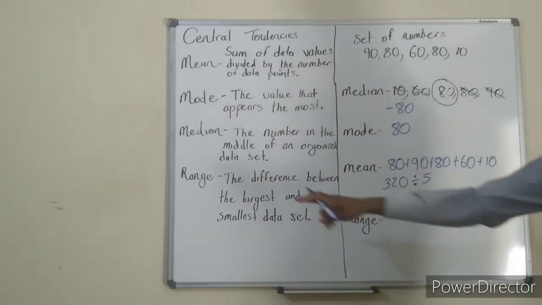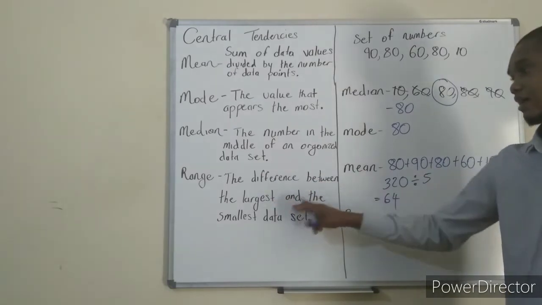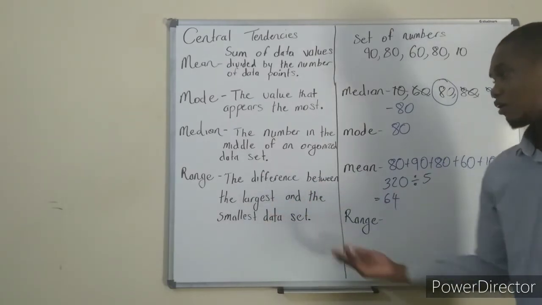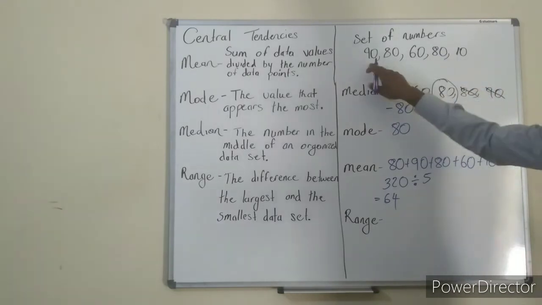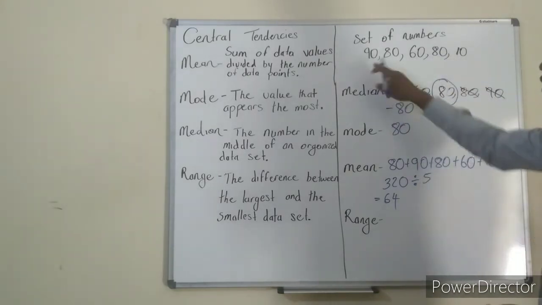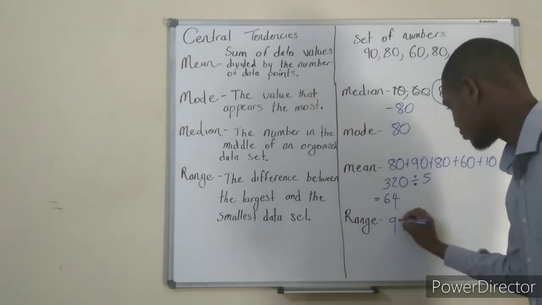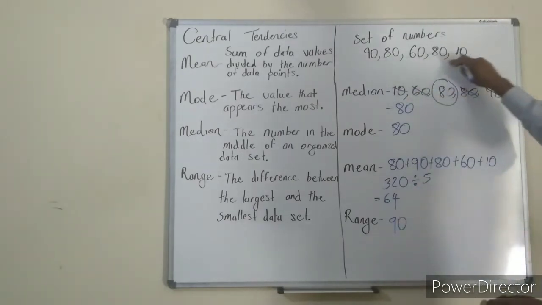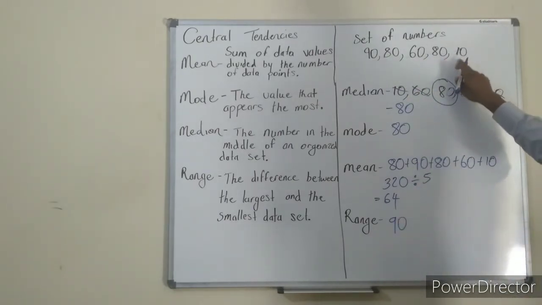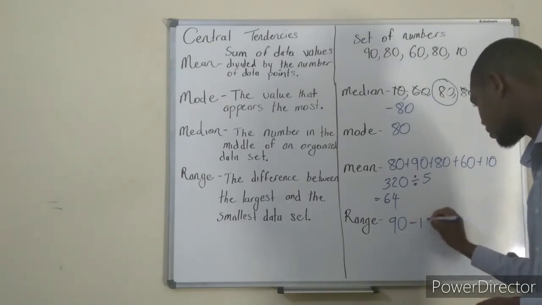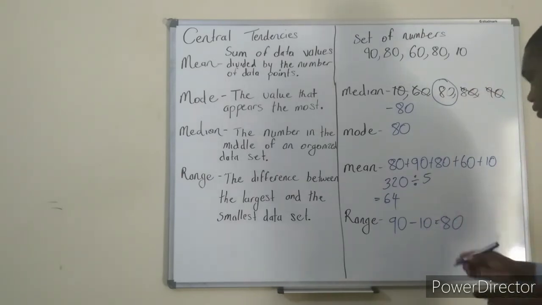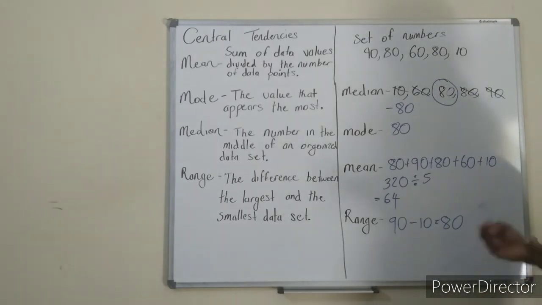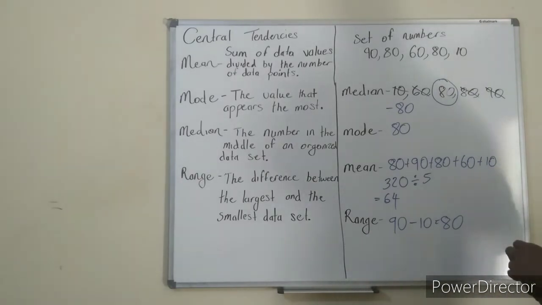Range. The difference between the largest and the smallest number in the data set. So look at your data set. What is the largest one? You write that first. In our case, that's 90. Then look again for the smallest one, 10. So it's 90 minus 10 equals 80. So that's the range. So that's how you calculate these numerical values.